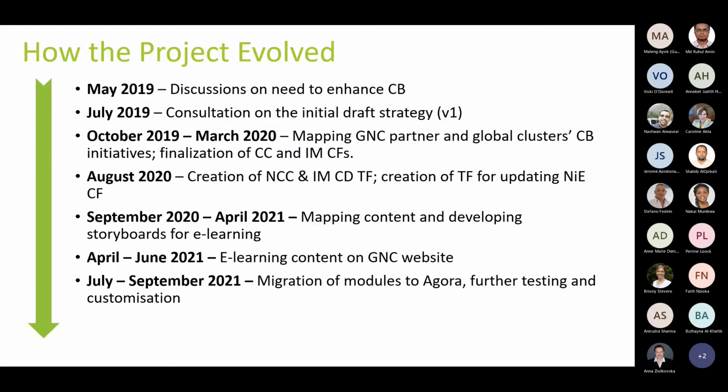And there was an agreement then on the vision and an agreement to continue working on the strategy involving all the GNC partners. And then during the period October 2019 to March 2020, there was a mapping of the GNC partner and global clusters capacity building initiatives. And a really important step, the competency frameworks for cluster coordination and information management were finalised.